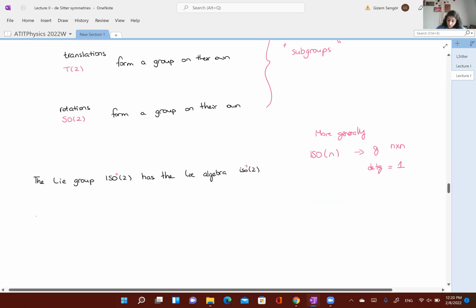Okay. So the group ISO(n) without reflections is one group. Okay. ISO(n) with reflections is another. But this one is not the isometry group. This one is the isometry group. Happens to be the isometry group.